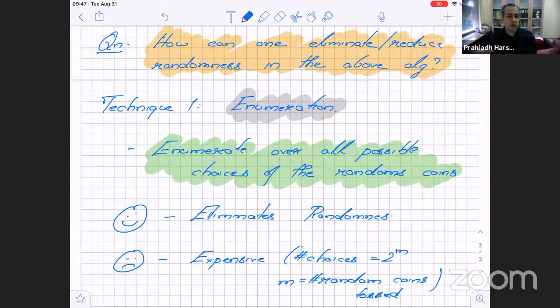But right now, notice this technique has nothing to do with this algorithm. It works for any algorithm. As long as the number of coins is a particular choice of m, you can just go over all possible choices, which is 2^m, and eliminate randomness completely.